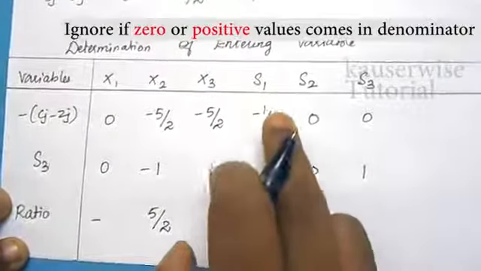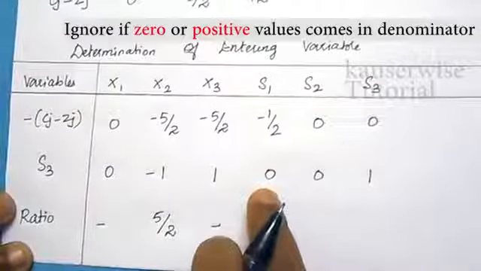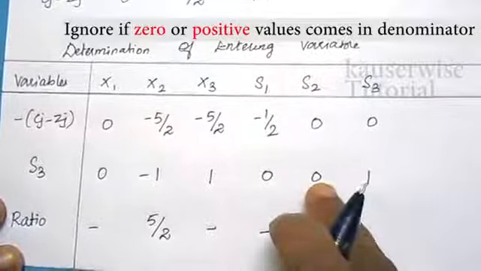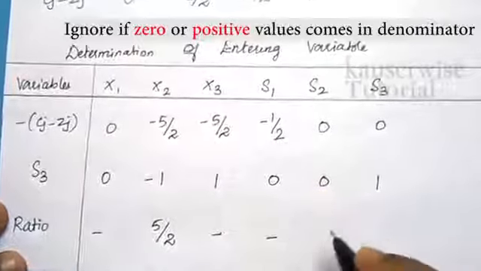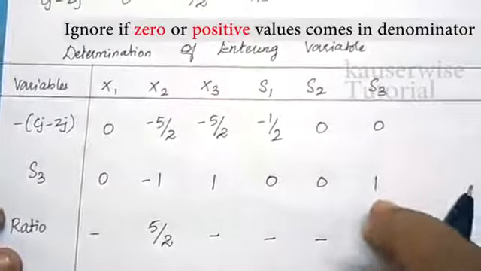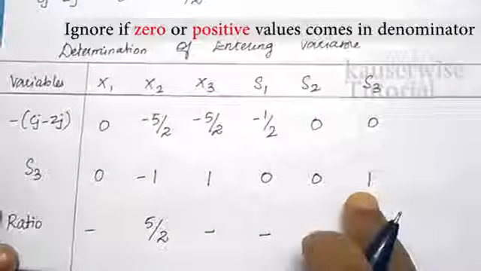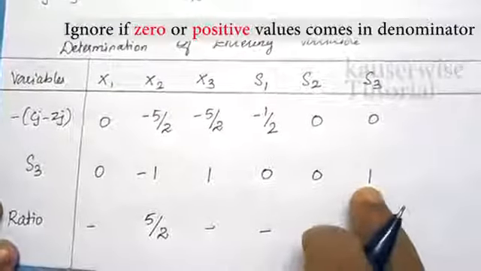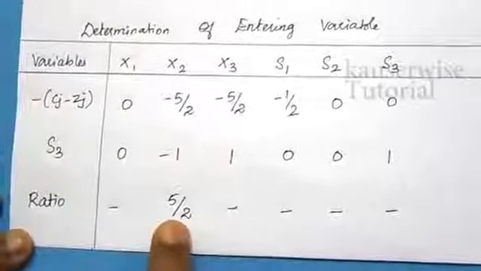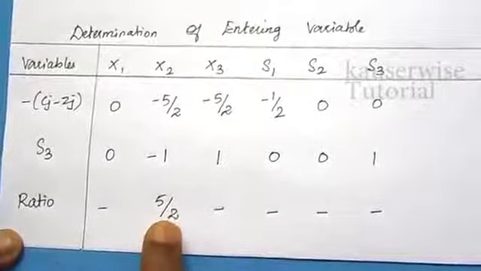Next one, minus 1 by 2 divided by 0. Again we have got 0. Just ignore. Here 0 divided by 0. Again the denominator value is 0. Just ignore. And the last one, 0 divided by plus 1. So here also we have got a positive value in the denominator, so we need not find any ratio for this. Here we have got only one value, so this will be the entering variable.